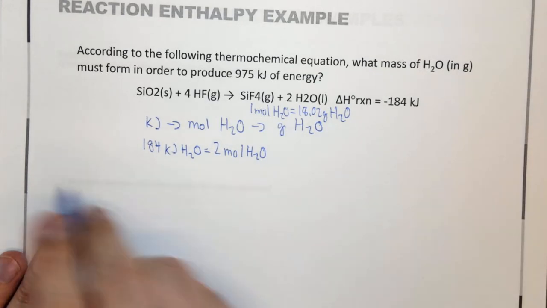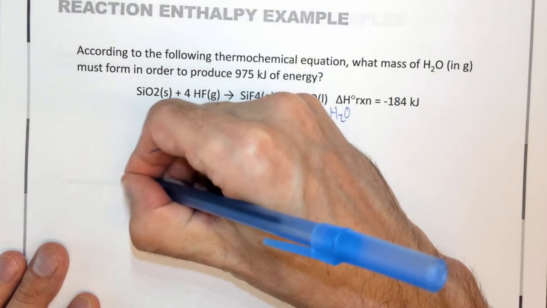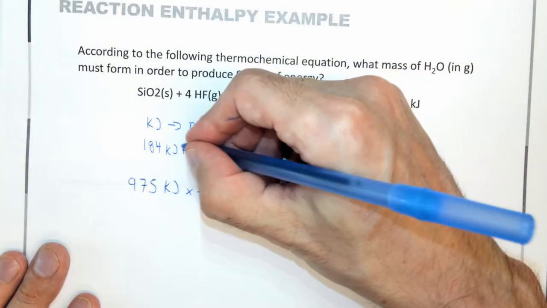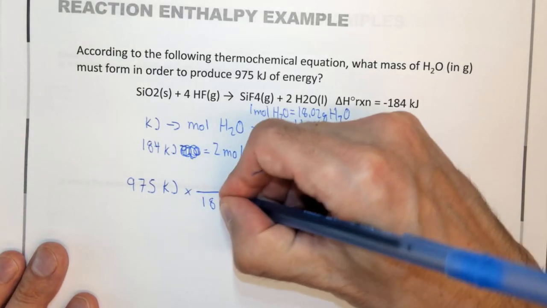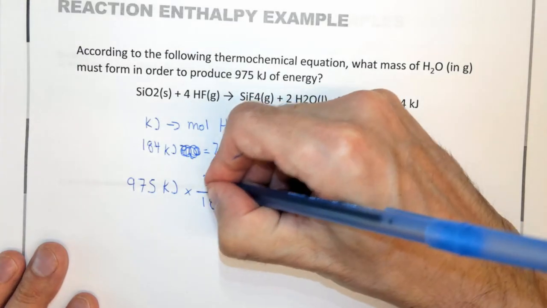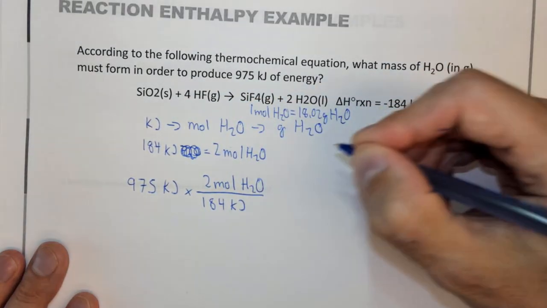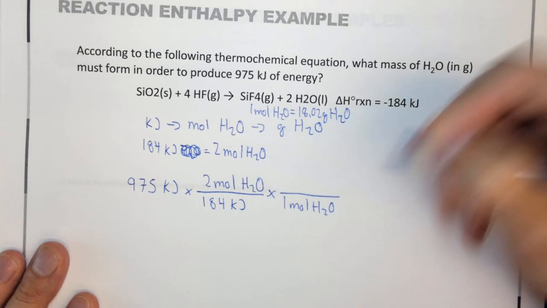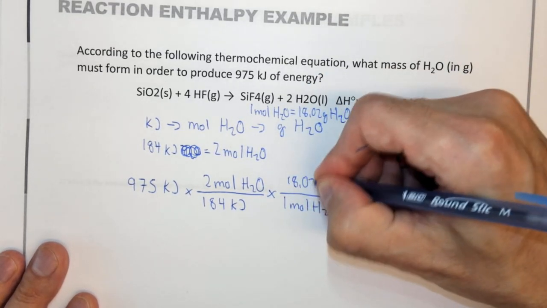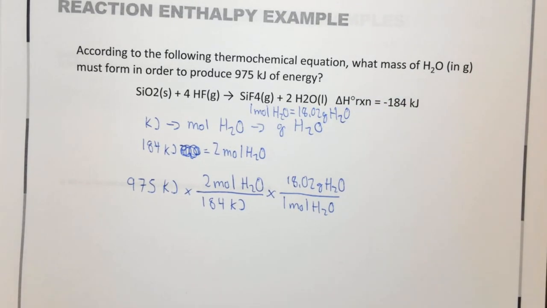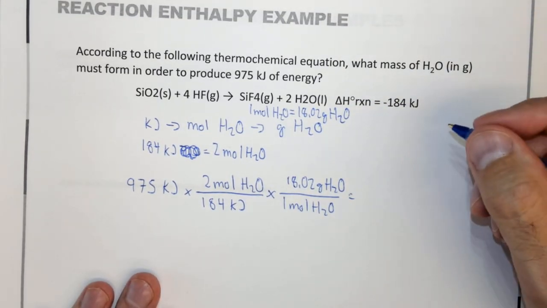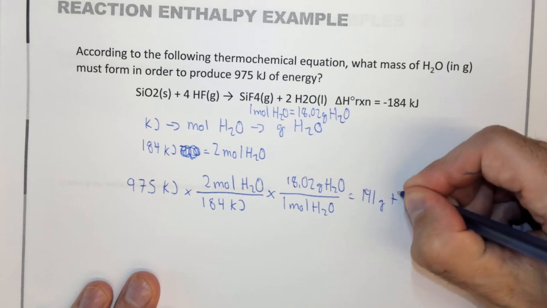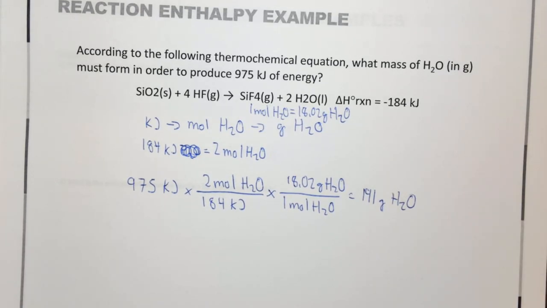Now we can set up our stoichiometry, starting with 975 kilojoules of energy times. We want kilojoules to cancel out, so we just put the 184 kilojoules down here and the 2 moles of water up here. Now that we have moles of water, we want to convert it to grams. We put the mole on the bottom so it'll cancel out, and we put the 18.02 grams of water on top, like so. Multiply by the top, divide by the bottom, and we end up with 191 grams of water, when we round to 3 significant figures.